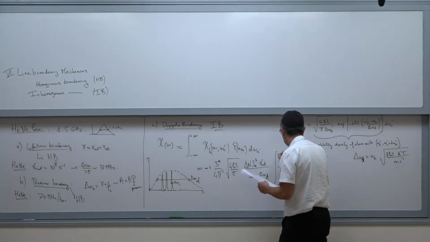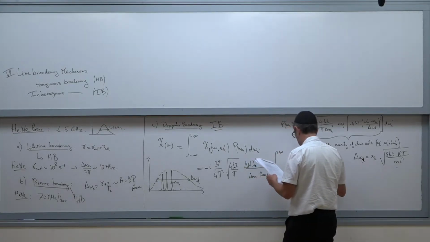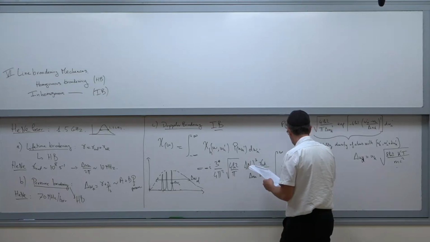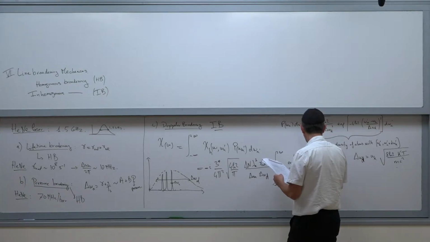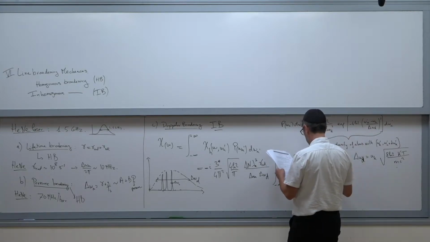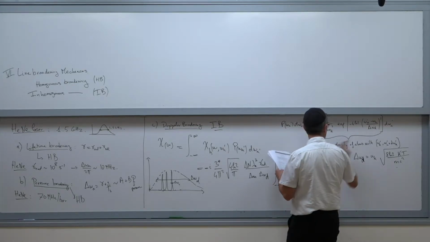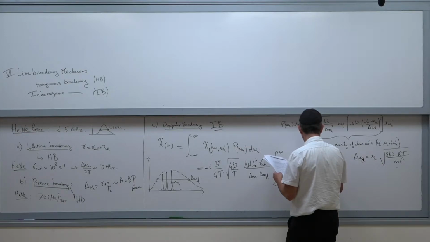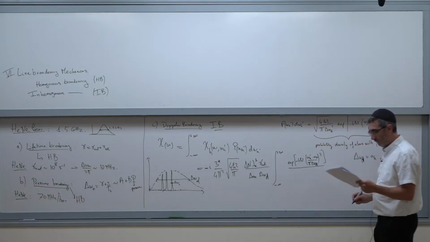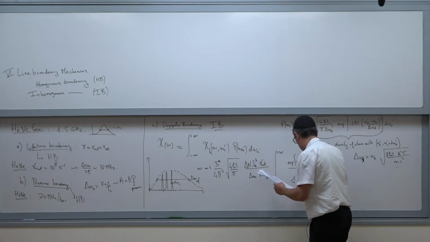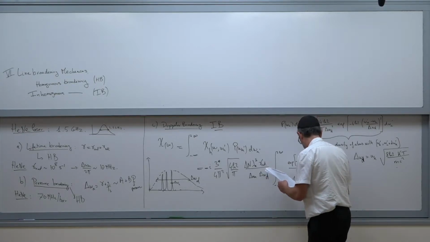It's an integral from minus infinity to plus infinity of the following function: exponential of minus 4 log of 2, so this is the term here, times omega prime A minus omega over pi delta omega D, squared, over 1 plus 2i omega minus omega prime A over delta omega A. There is a pi here. Maybe I forgot a pi here.